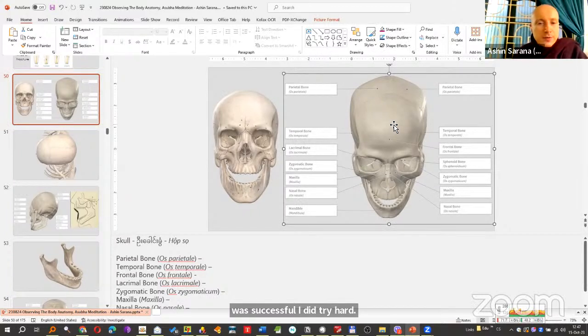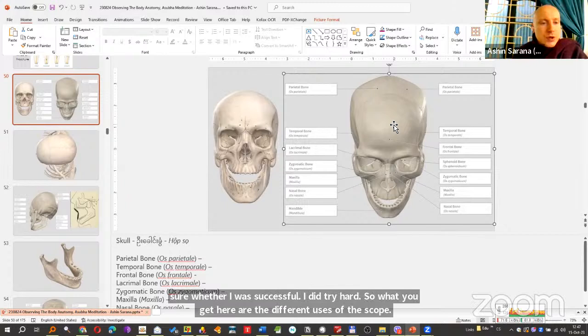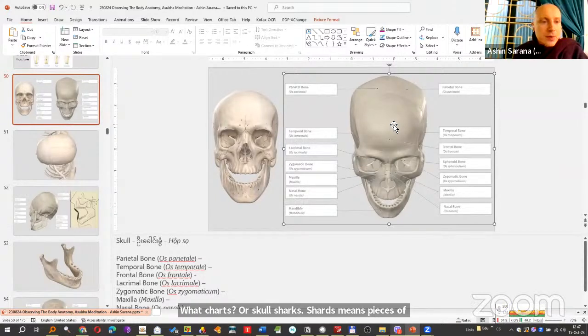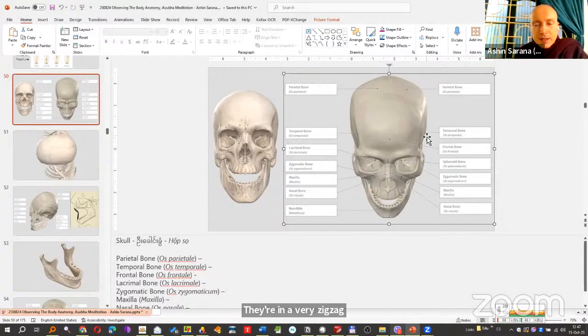The point of this work is to show you that our skull is made up of small shards. What shards? Or skull shards. Shards means pieces of a pot when the pot gets broken. And our skull is like that, like a broken pot with the pieces glued together. The pieces are not really glued together in a nice way. They're in a very zigzag way, glued.